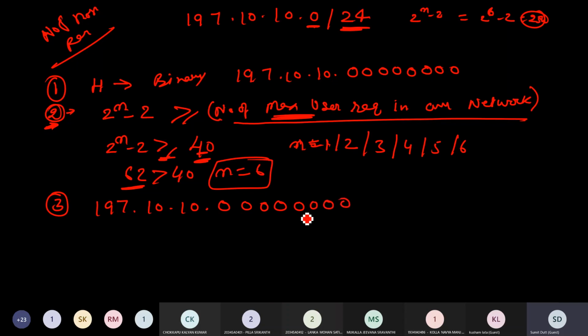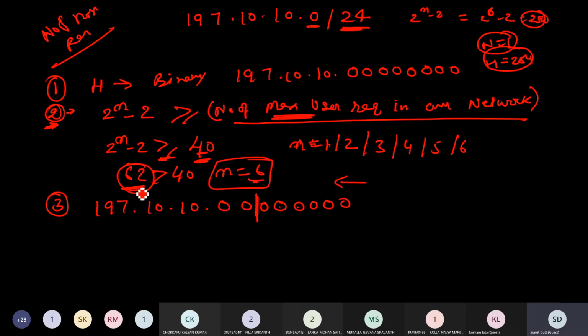197.10.10.1, 2, 3, 4, 5, 6, 7 and 8. What I'm going to do, just count 6 bits from right to left. So it is 1, 2, 3, 4, 5, 6. Draw a line here. Please understand that currently I have one network and 254 hosts. And what is the meaning of subnetting? It is logical division of the IP address, where I want to increase the networks and reduce the hosts. How much do I want to reduce? I want to reduce the number of hosts up to 62.